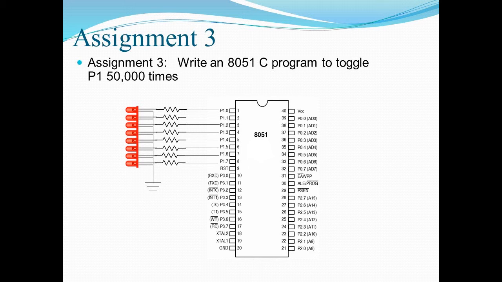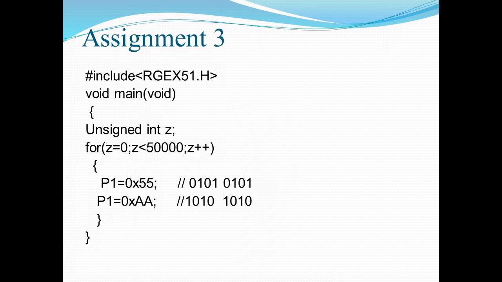You can imagine the system as shown in the diagram, where I have connected all the LEDs to port 1. What is meant by toggling? Toggling means one LED is on, after that the second LED is off, after that the third LED is on. So alternate LEDs are on and off. Let us write a program for it, and now let us go to the program.